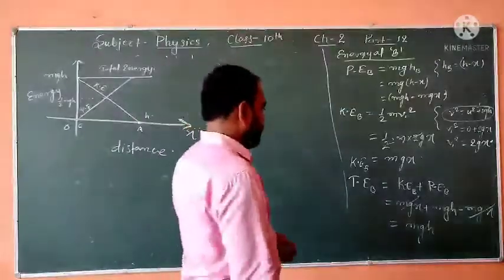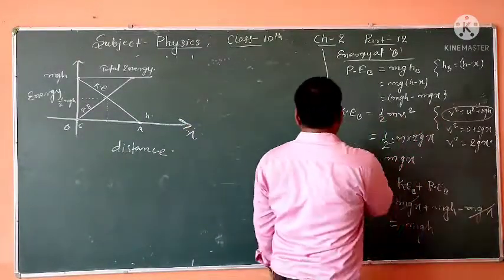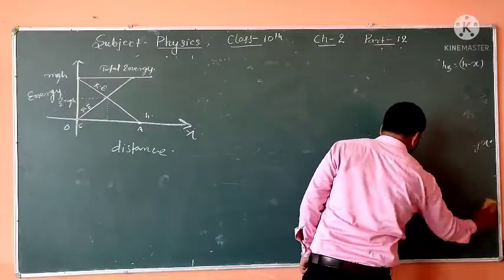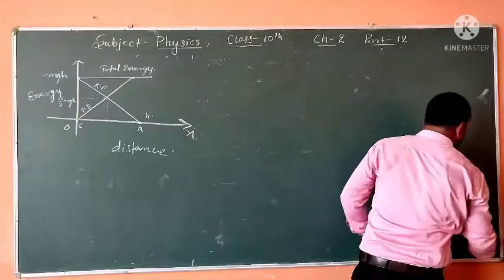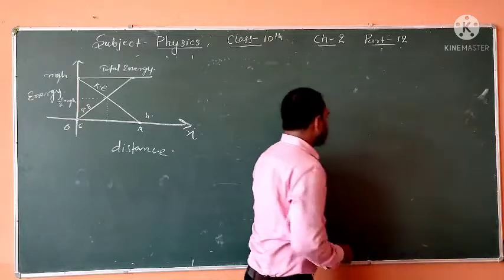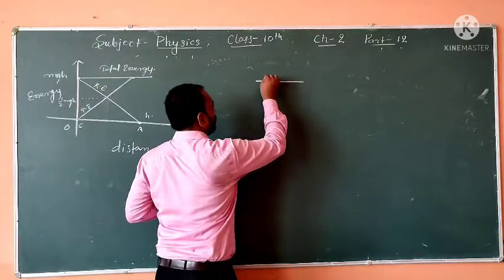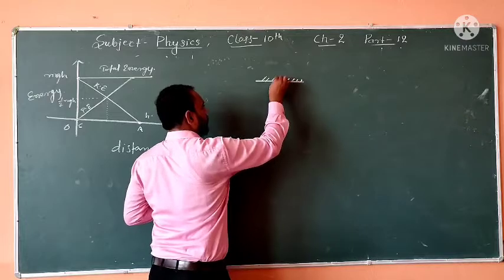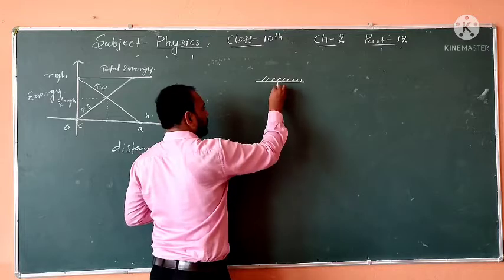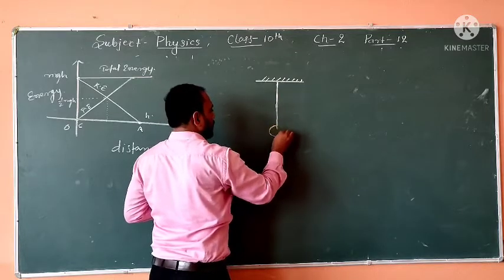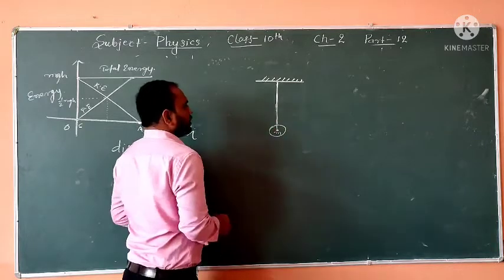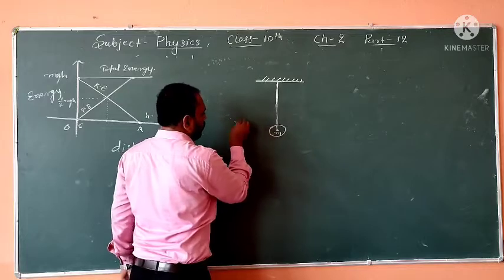Now I am coming to the conservation of energy through a pendulum. First of all, understand what a pendulum is. A pendulum is a system in which a thread is tied with a mass. This mass is called the ball.